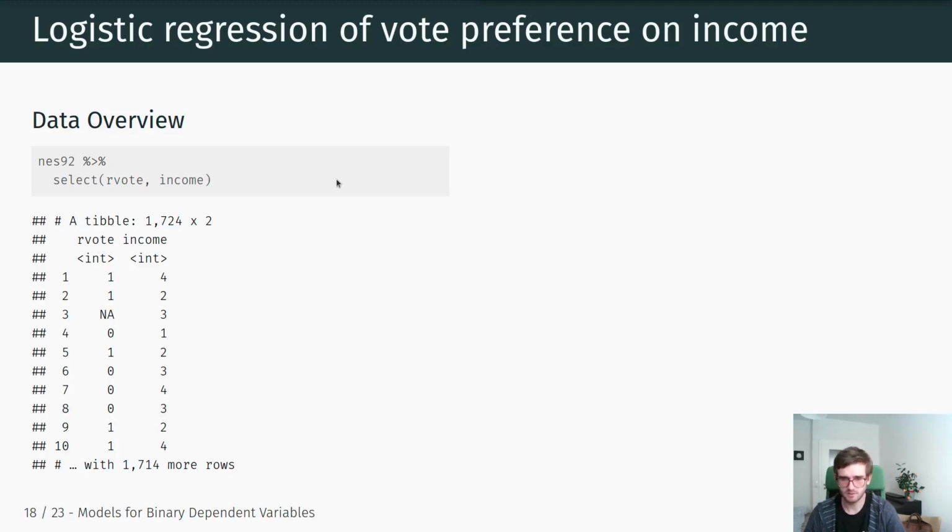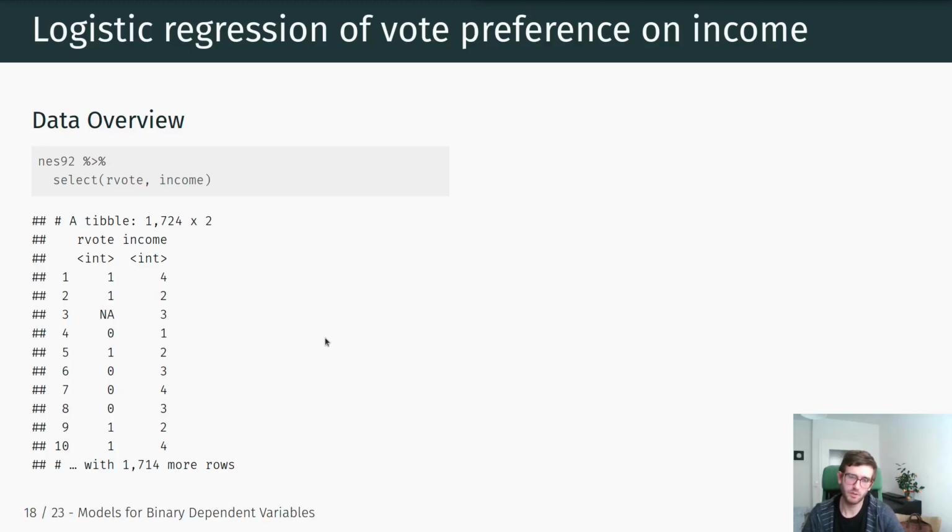Okay, so here's a quick data overview. We have our outcome measure, our vote, which just takes a value of 1 or 0 for votes for the Republican versus the Democratic candidate, and missing for abstentions or third party candidate votes. Okay. We have 1,724 respondents in this data set, and for most of those respondents, we have information about their income group. Again, this ranges from 1 through 5. Okay.